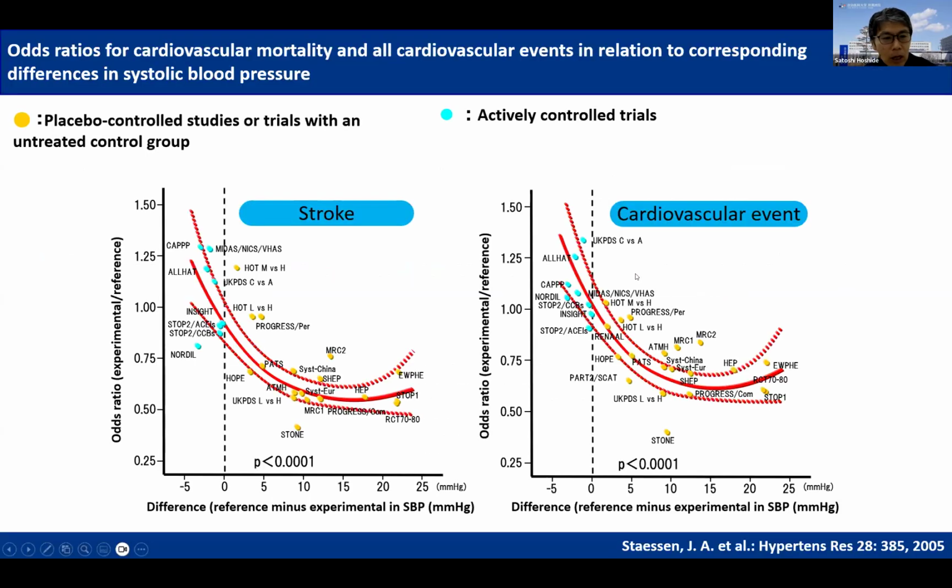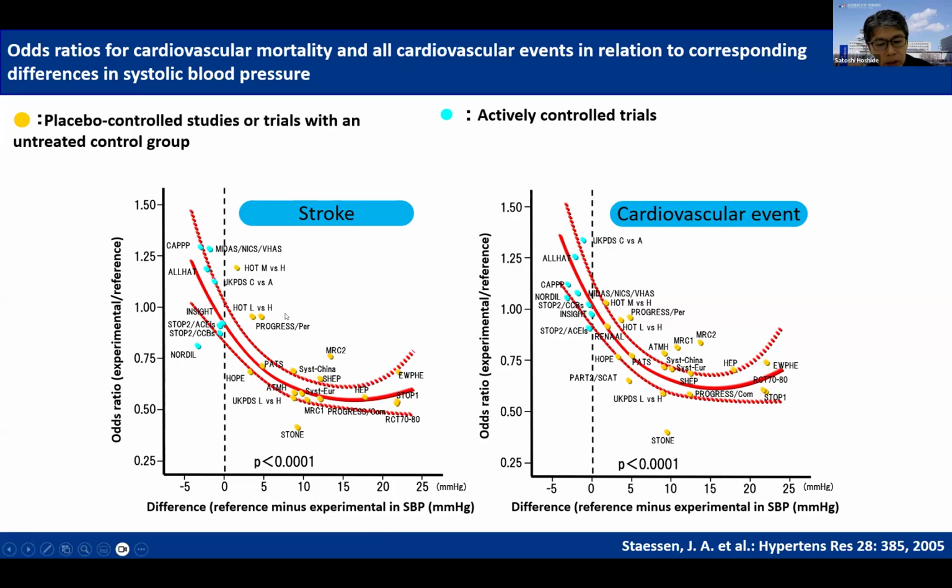I know this project. This slide shows how lowering the systolic blood pressure reduces risk of stroke and cardiovascular event. On both graphs, the x-axis shows how much more the experimental group reduced systolic blood pressure compared to the reference group. The y-axis shows the odds ratio. Lower value means lower risk of stroke or cardiovascular event.